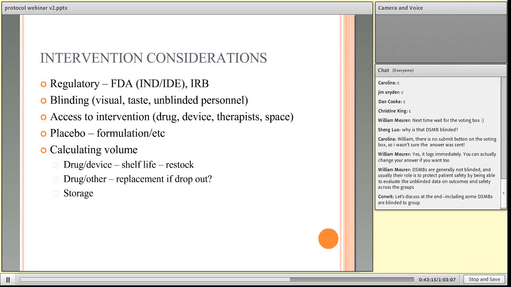Liquids in an IV infusion that stick to the tubing, that's one that can be unblinding to everybody in the room. The other thing to think about is you may, as Sharon talked about, have unblinded personnel.